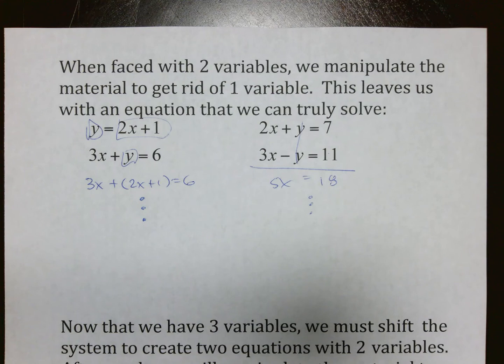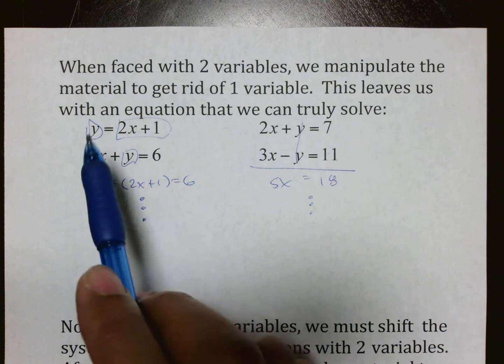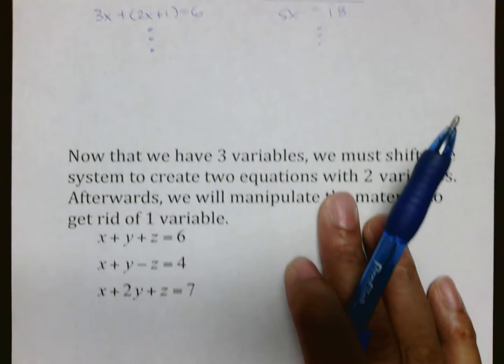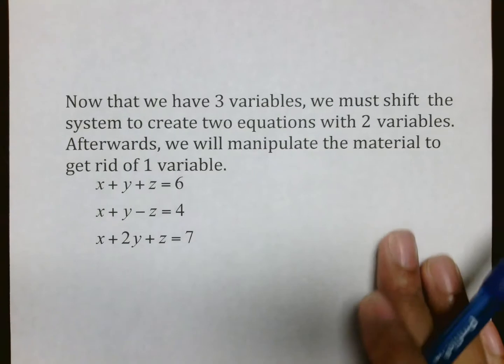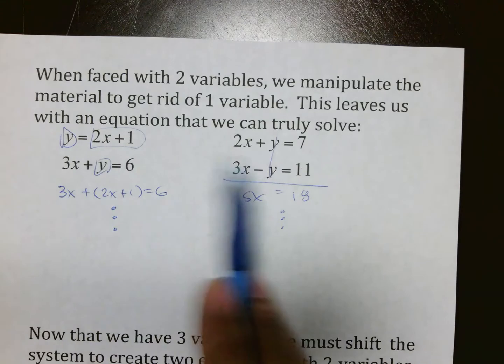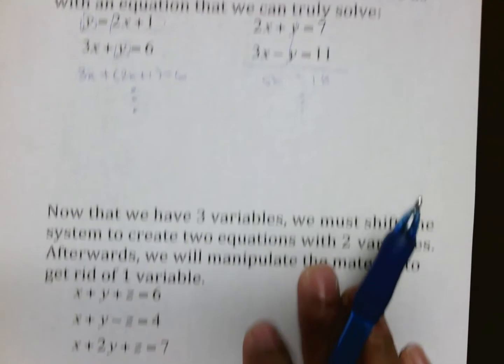So again, your evolution was we can only solve, or make sure you can solve, an equation with one variable. Then up to this point we've been doing 2 variables with 2 equations, so now that we have 3 variables, again you must have 3 equations, but you just have to shift the system now to create one of these situations, and then you'll work your way down.